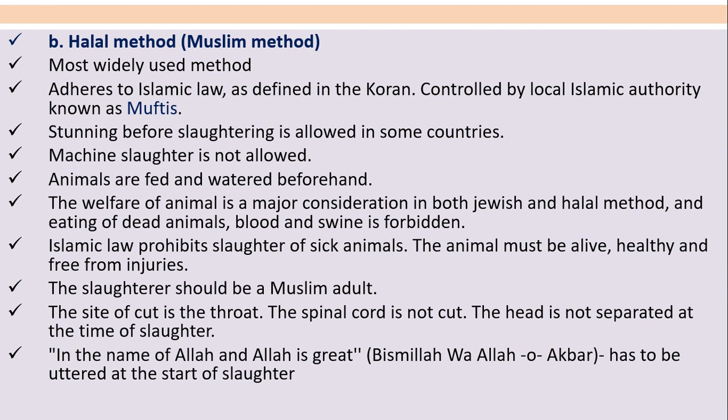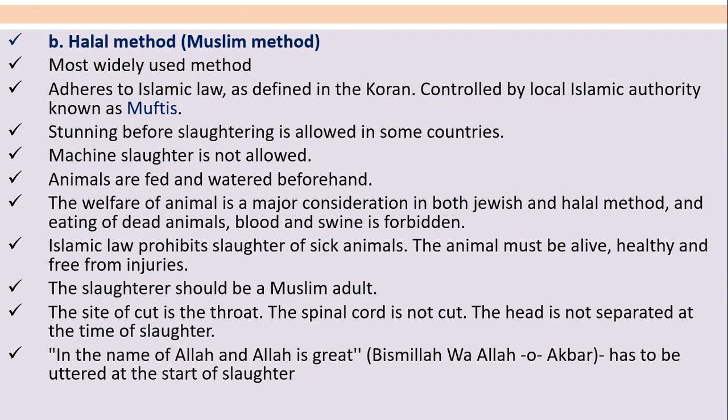The welfare of the animal is a major consideration in both the Jewish and halal methods, and eating of dead animals, blood and swine is forbidden. Islamic law prohibits slaughter of sick animals. The animal must be alive, healthy and free from injuries. The slaughterer should be a Muslim adult. The site of cut is the throat. The spinal cord is not cut. The head is not separated at the time of slaughter.